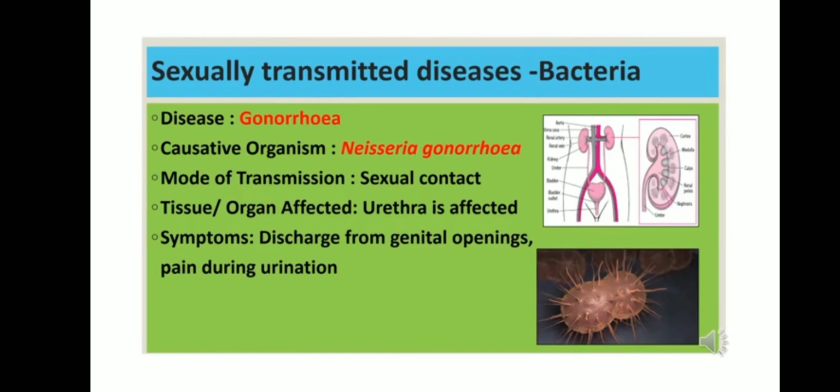First, gonorrhea. The causative organism is Neisseria gonorrhoeae. The mode of transmission, sexual contact. Which organ is affected? Urethra is affected. You can see urethra in the picture. What are the symptoms? Discharge from the genital openings and also pain during urination.